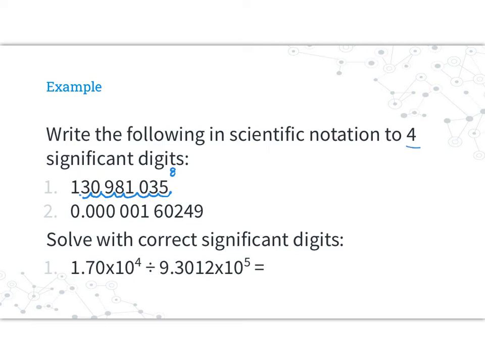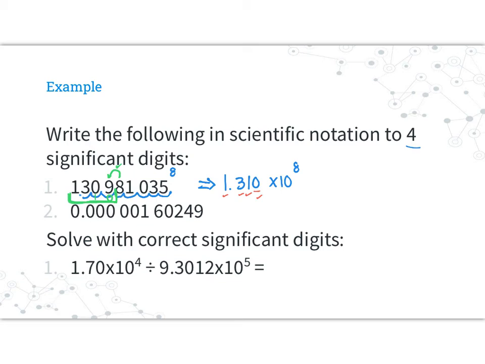4 significant figures means that I need to keep these first 4 numbers. So I'm going to write mine as, we have to decide if we're rounding up or not, and we do need to round up in this case. The 9 becomes a 0 and we add a 1 here. So our final answer in scientific notation to 4 significant digits is 1.310 times 10 to the, this will be a positive 8 because it's a big number. All right, so again, I keep this 0 because I need 4 significant digits.